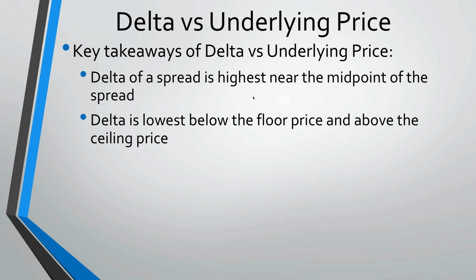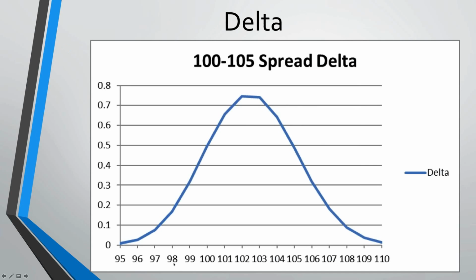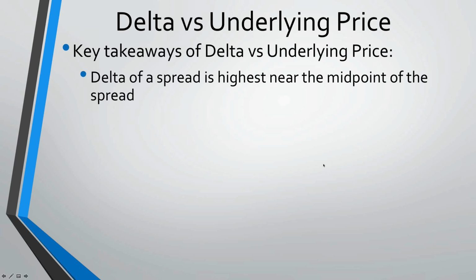Delta is the lowest below the floor price and above the ceiling price. Let's go back. Floor price 100. Delta's lowest. As it goes farther and farther away from the floor price, the delta drops. And as it gets higher and higher above the ceiling price, the delta drops. Remember, ceiling price 105. Delta keeps dropping towards 0. As does the floor side; delta keeps dropping towards 0.